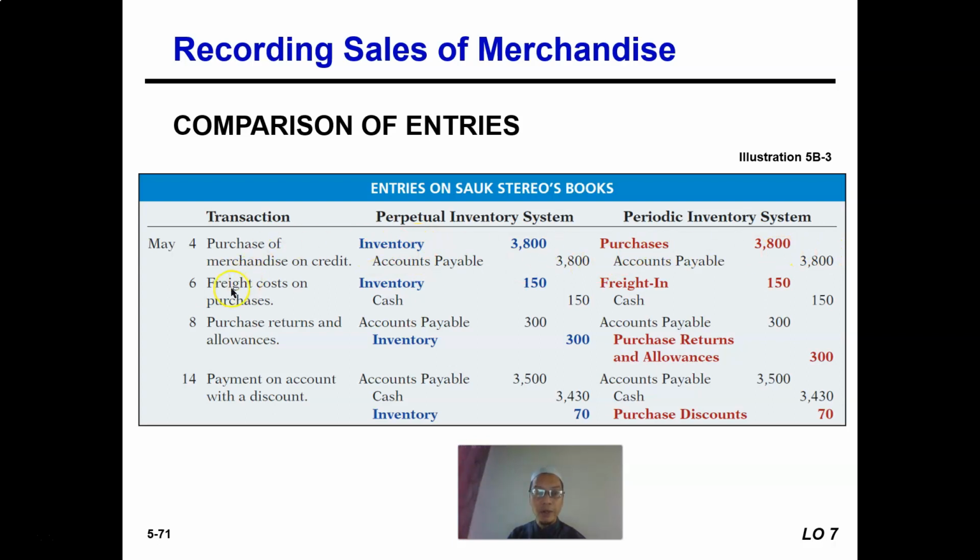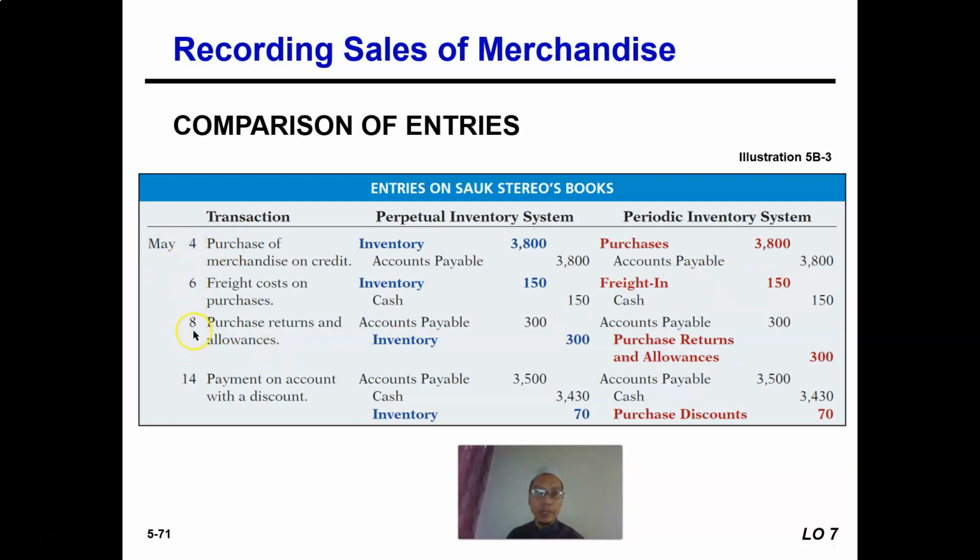Okay. On 6th of May, Soup Stereo is paying for the freight cost. So to pay for freight cost, they would debit inventory by 350 because they want to update the cost of inventory due to the freight. But under the periodic system, they would charge it to a different account, which is called the freight in account, which is an expense account. Okay, they will put it under expense account.